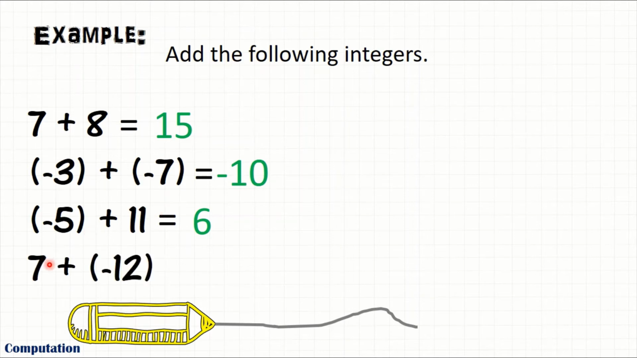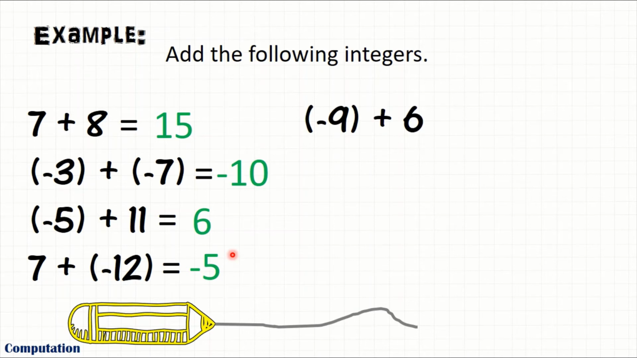Next, how about 7 plus negative 12? So we have different signs here. So subtract the numbers. 12 minus 7 is equal to 5. And the sign of 5 ay manggagaling doon sa sign ng pinakamataas na absolute value ng number. And it is 12. So the sign of 5 is negative.